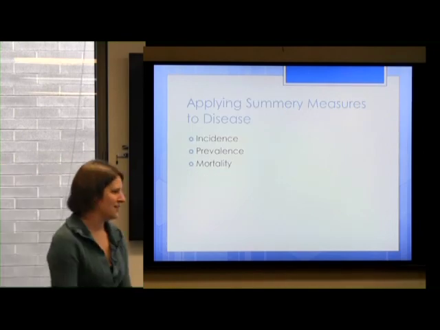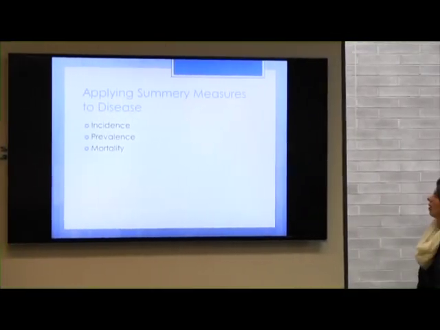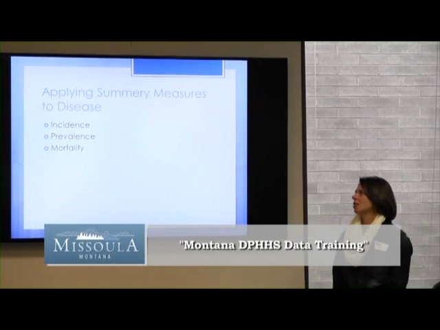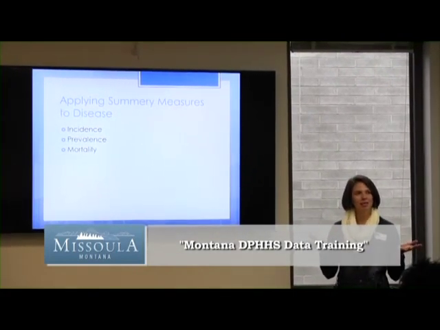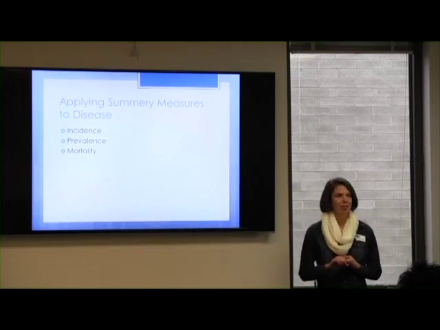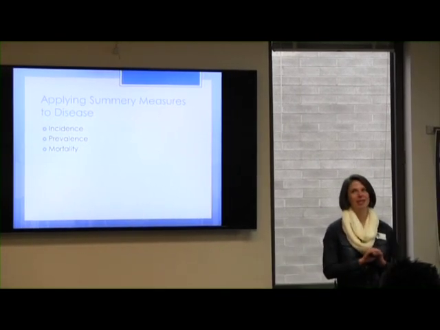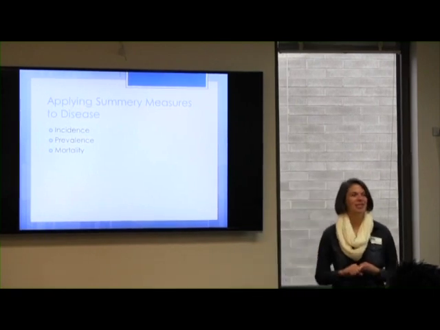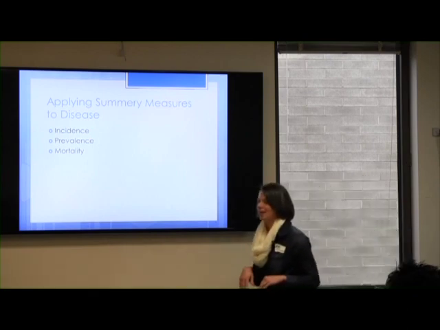Okay. So, applying summary measures to disease. So summary measures, we talk about the extent of disease in populations in terms of incidence, prevalence, and mortality. Are those terms somewhat familiar to folks in the room? Yes. Is incidence and prevalence always a little bit gray? Like, what's the distinction between incidence and prevalence? Maybe.